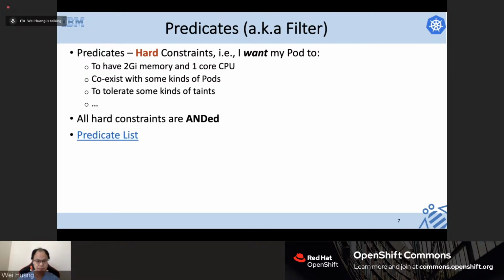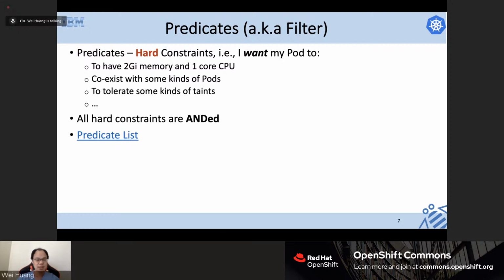Let's take a look. Basically, there are two major phases before the final decision is made. The first is called filter. Before, we called it the predicate, but I will use the two words interchangeably in this session. If you look at some older documents, they may use the word predicate, but predicate and filter are the same. And right now, because we are doing some refactoring, we are more inclined to use filter and filter plugin to describe this phase.